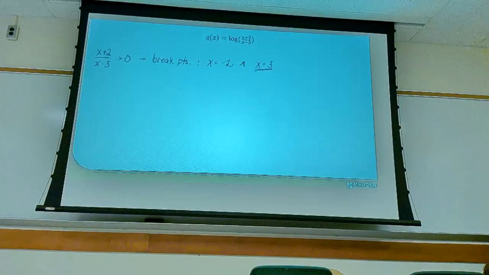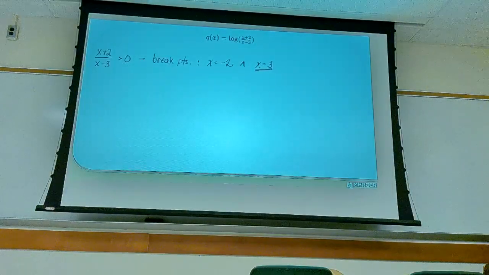Because let's say this was greater than or equal to 0. You would include -2 in your interval, but you would not include 3, because x can't be 3, otherwise the function is undefined. So that's why there's a distinction. Here it doesn't matter because it's just simply greater than, so we're not going to include endpoints regardless.